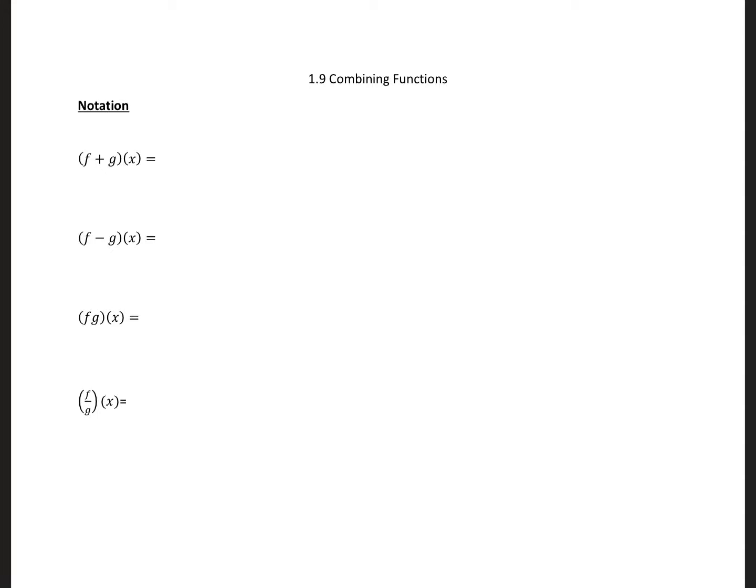In this video, we're going to look at combining functions using the simple operations of addition, subtraction, multiplication, and division. So to start, just some notation. If you see f plus g of x, this is saying to take f of x and add to it the g of x function and create a simplified expression. To do f minus g of x, we're going to do f of x and subtract the g of x function.